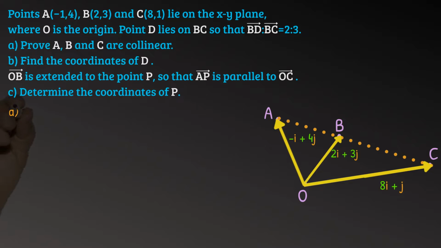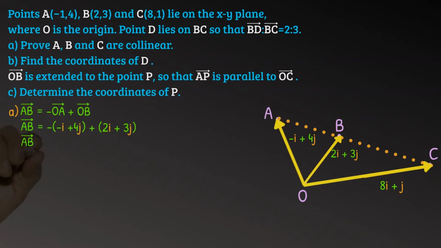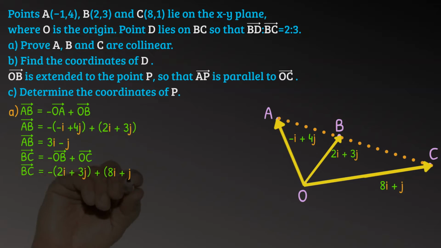Now you can see from the diagram that to get from A to B, we have to go from A down to O, which is in the opposite direction from O to A, and then we can go from O to B. So AB is equal to minus OA plus OB, and this works out as 3i minus j. And similarly, you can see that BC is minus OB plus OC, and BC works out as 6i minus 2j.